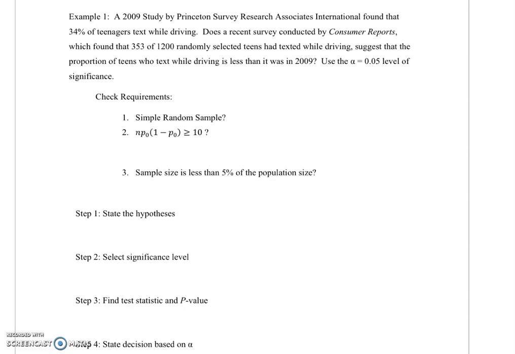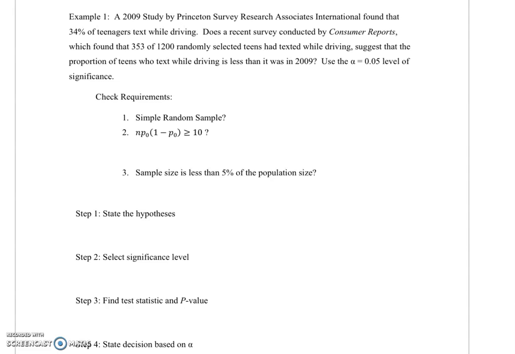Example 1. A 2009 study by Princeton Survey Research Associates International found that 34% of teenagers text while driving. Does a recent survey conducted by Consumer Reports, which found that 353 of 1,200 randomly selected teens had texted while driving, suggest that the proportion of teens who text while driving is less than it was in 2009? Use the alpha equals 0.05 level of significance.